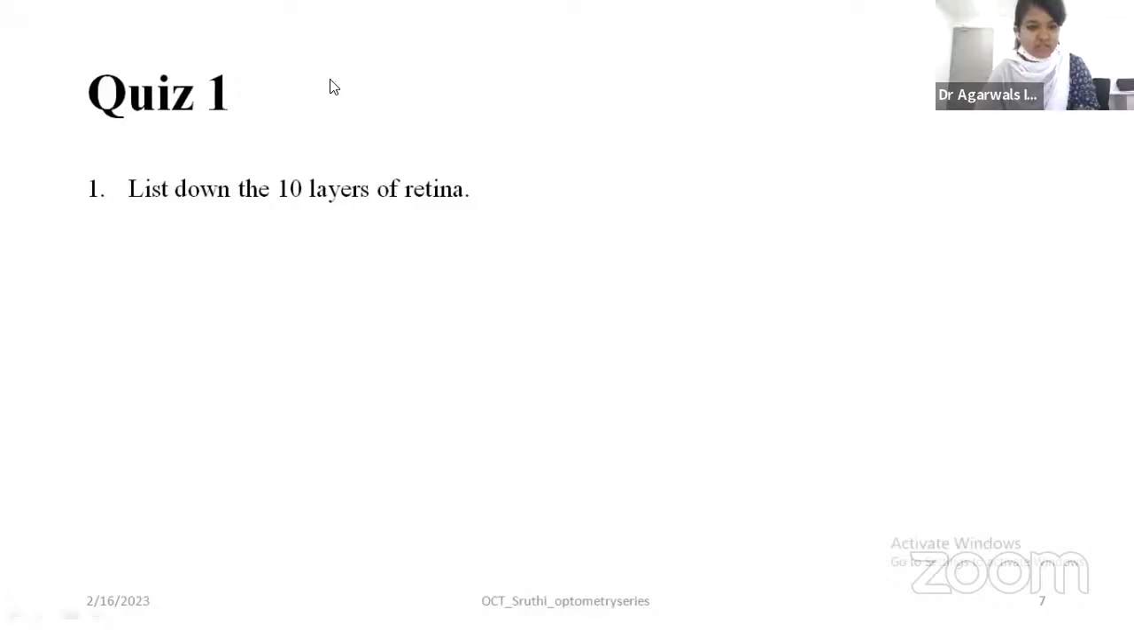Okay, let's get into the interactive part of the session. That is getting into quiz number 1. Please list down the 10 layers of retina from the posterior to anterior part of the eye.